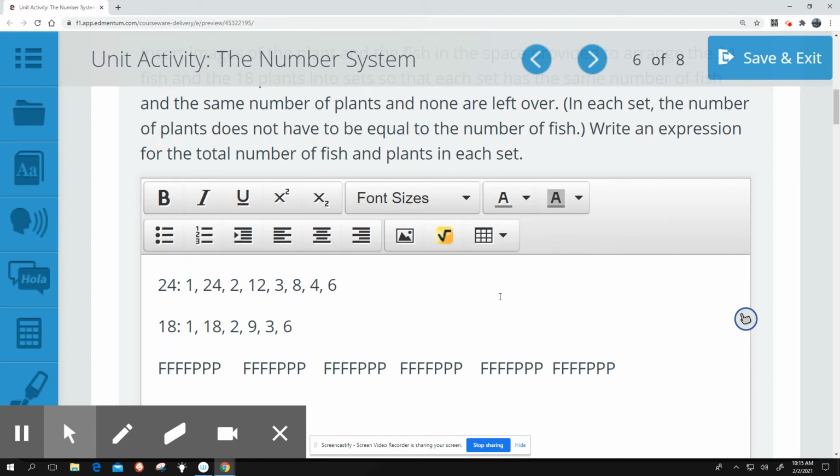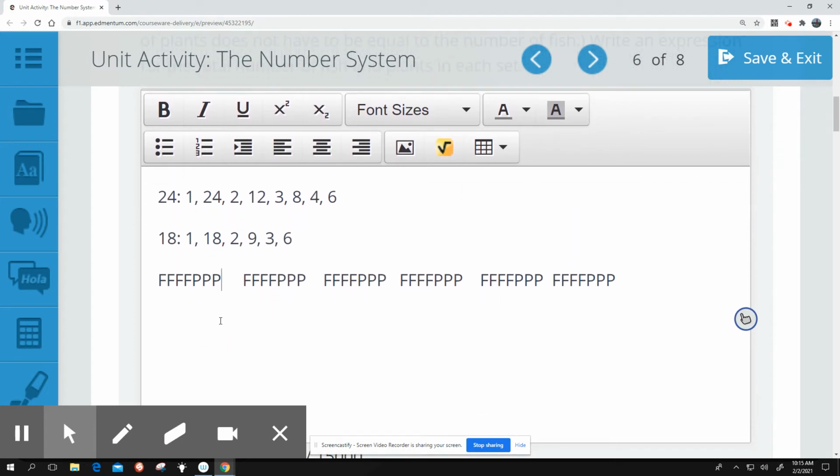So in each group, I have to write an expression. Each group is going to have 4 fish plus 3 plants.